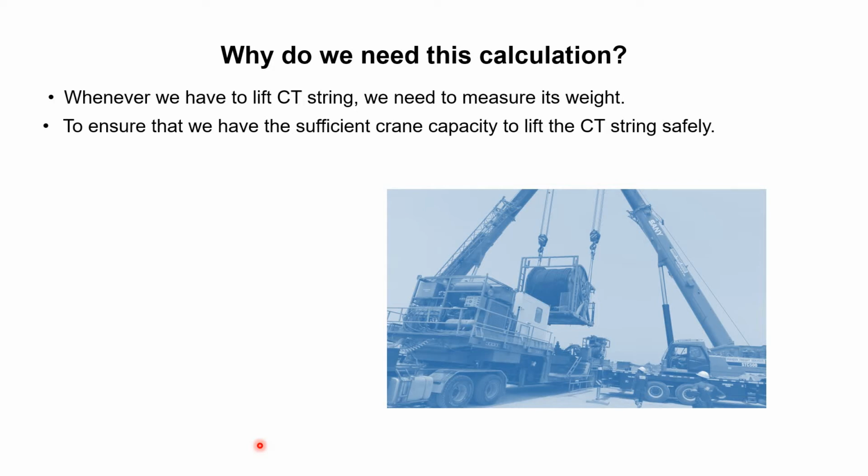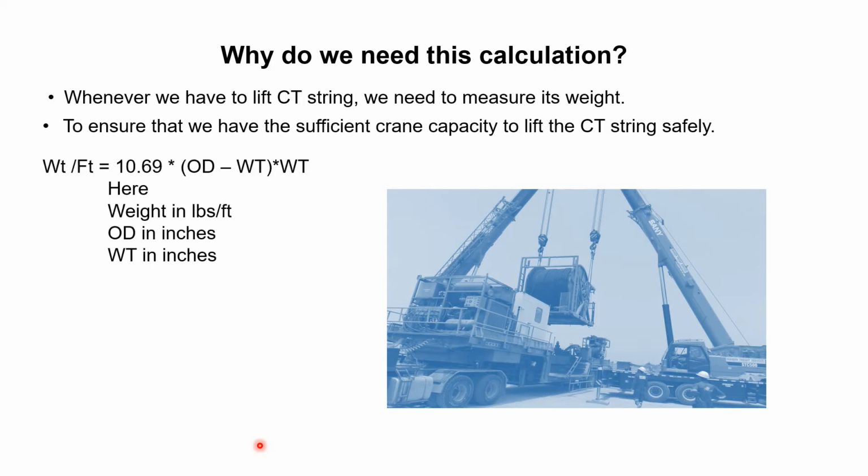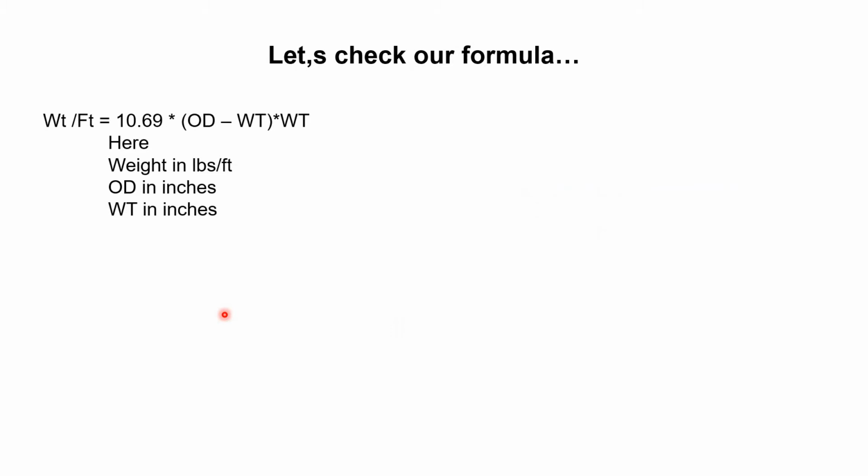So here's the formula which is used to measure the pound per foot weight of a coiled tubing string if we do not have that available at that particular point of time. Pound per foot weight is equal to 10.69 into OD minus wall thickness, into wall thickness. Here weight is in pounds per foot, OD means outer diameter in inches, and wall thickness is also in inches. Now let's check that our formula is working properly.